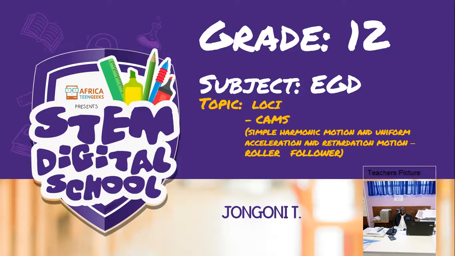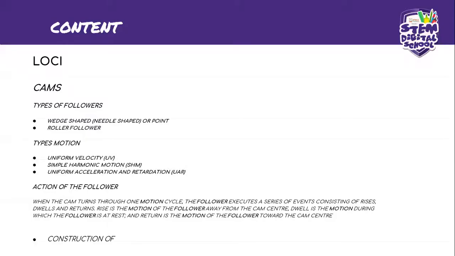Like I said, we have already looked at the types of followers. That is the wedge-shaped, which can also be referred to as a needle-shaped or a point follower. Then we also looked at the other type of follower, the roller follower. These are the most commonly used.